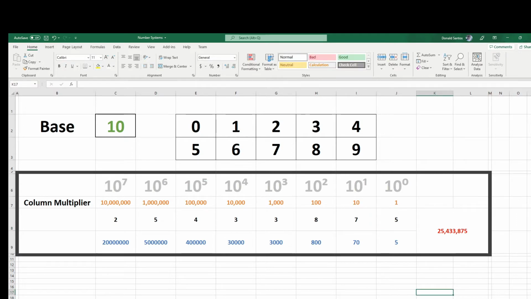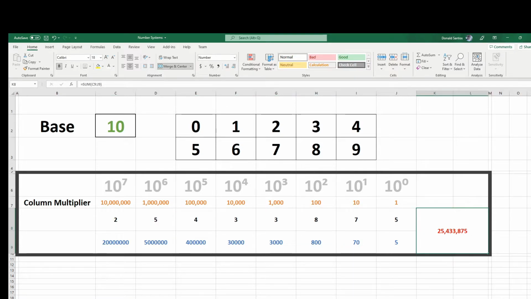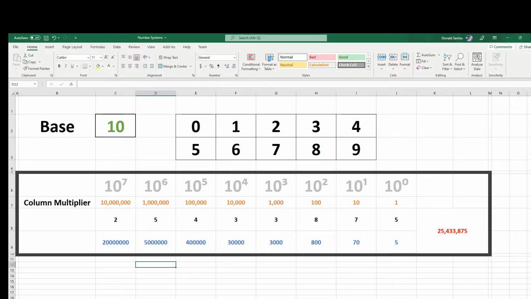And if you look at this, you can say to yourself, well, that's easy. That's 25,433,875. And then if you look over here, it's 25,433,875. So it's really easy for us to visualize what that was going to be. We didn't have to multiply down and add across in our mind. We could just look at this and know what it is because we're so good at it, because we're doing it our whole life. However, when you get to a different number system, it is not that easy. So moving on.